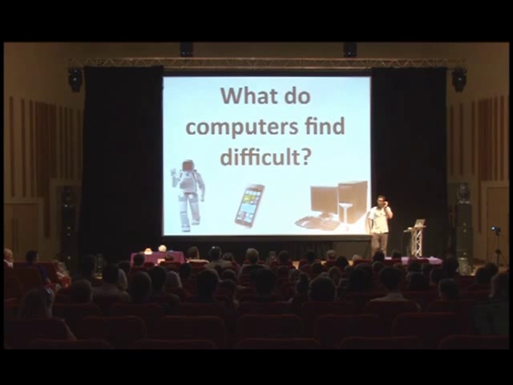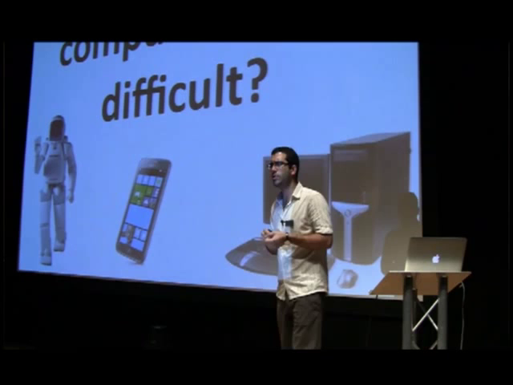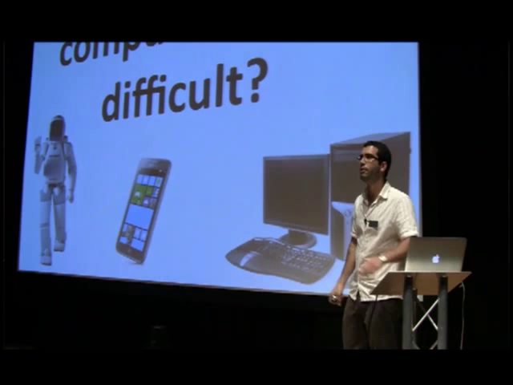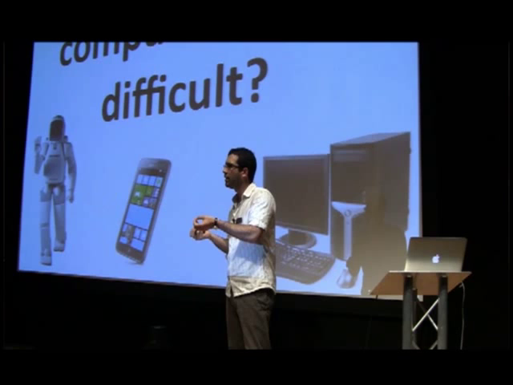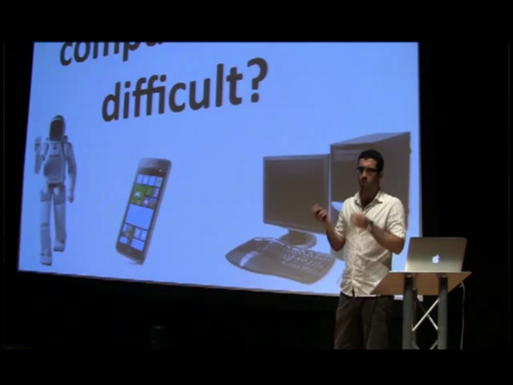So what do computers find difficult? Clearly, the computer inside the robot here was finding that task of walking upstairs pretty difficult, and hopping up and down. It took 33 years to make it do that. Now, there's a computer inside your phone, if you have a phone. There's a computer right here. There's a computer here. There are computers everywhere in our lives now. And some things they find difficult, and some things they find not so difficult. So which way round is it? What's difficult and what's not so difficult?